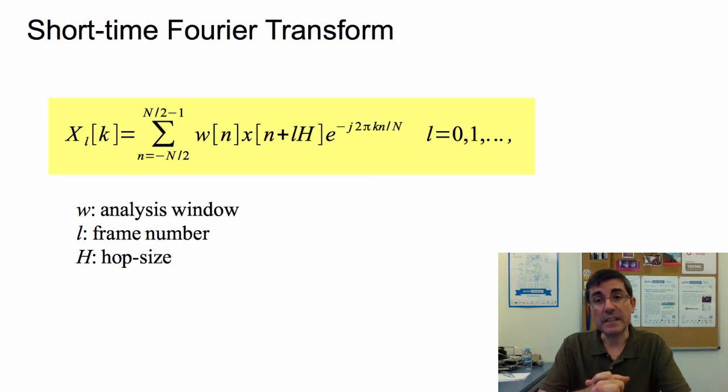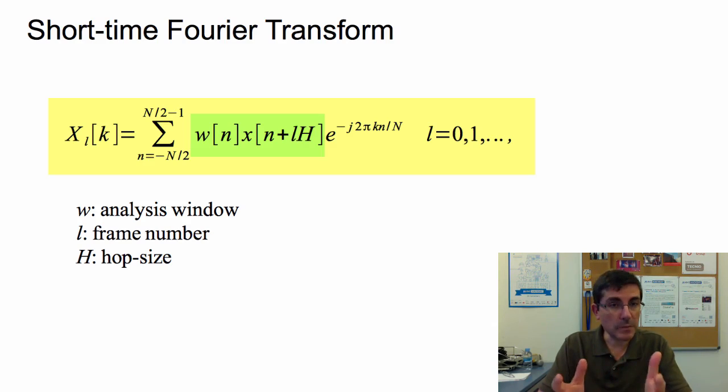This is the short-time Fourier transform equation, basically a modified version of the DFT with a few very important differences. For example, the input to the equation, the input signal, is not just x of n, but is the multiplication of w, which is our analysis window, by a fragment of x of n. Here x has an argument that has n, our time index, but also has a frame number and a hop size. So l is the frame number, and n is our time index.